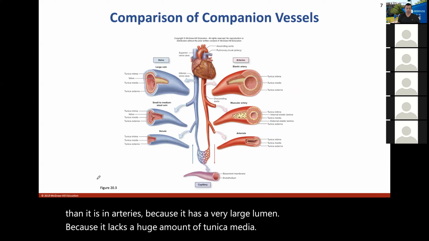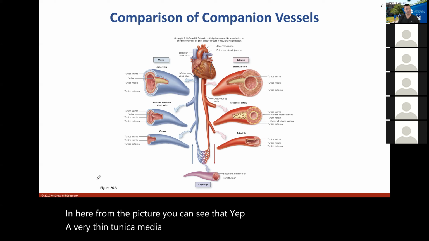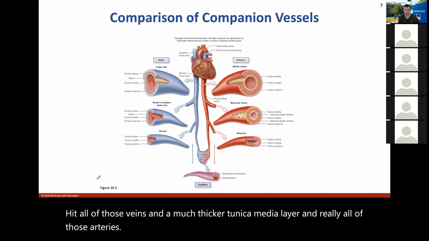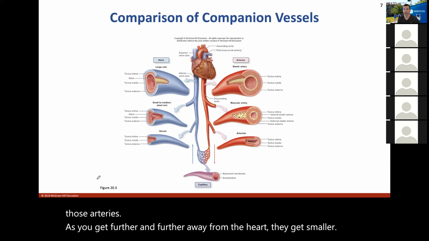And from the picture, you can see a very thin tunica media layer in all of those veins, and a much thicker tunica media layer in all of those arteries. And as you get further and further away from the heart, they get smaller and smaller and smaller.